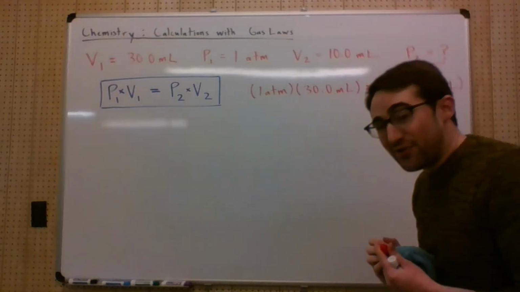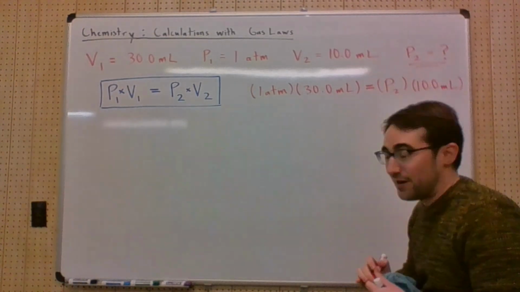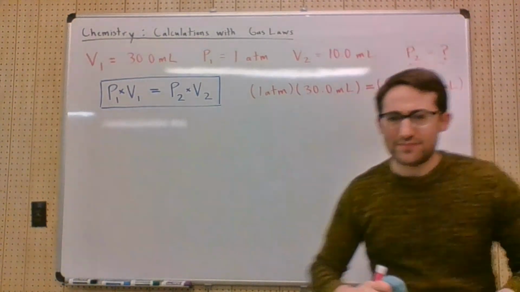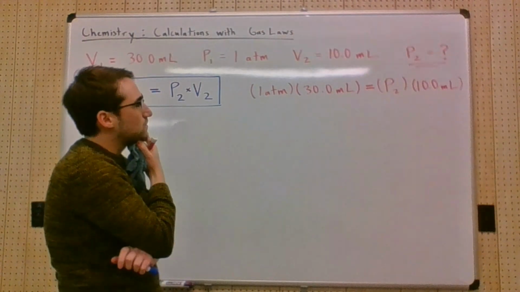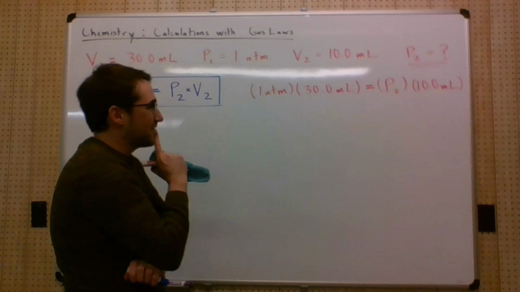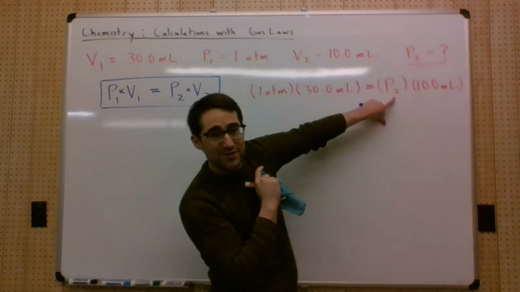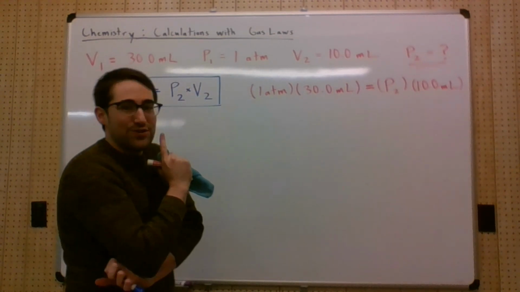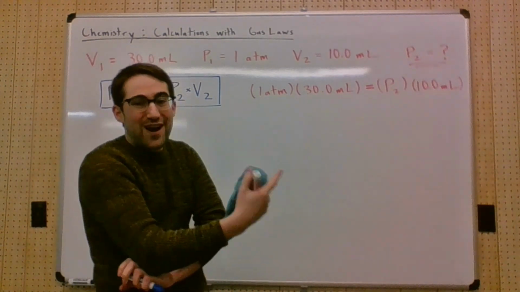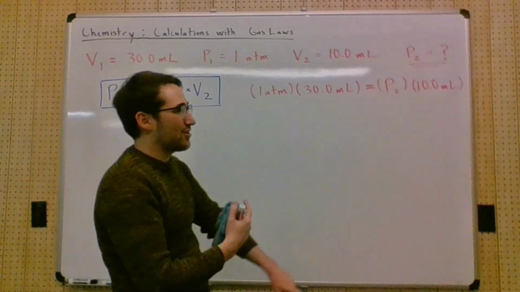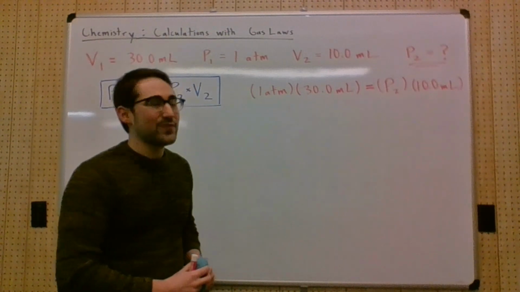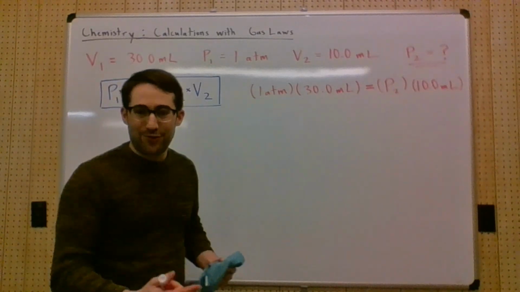Okay, I decreased the volume to 10 milliliters, so I want to know what the new pressure is that accompanies the gas at that point. Well, at this point, it's just an algebra problem. I'm missing one thing. I want to solve for this variable here, this new pressure. You can call it P2, you can call it an X, you can write a question mark, you can put a triangle, it doesn't really matter, as long as you know that you're solving for this missing variable. Okay? So we just got to do some math to work this out.